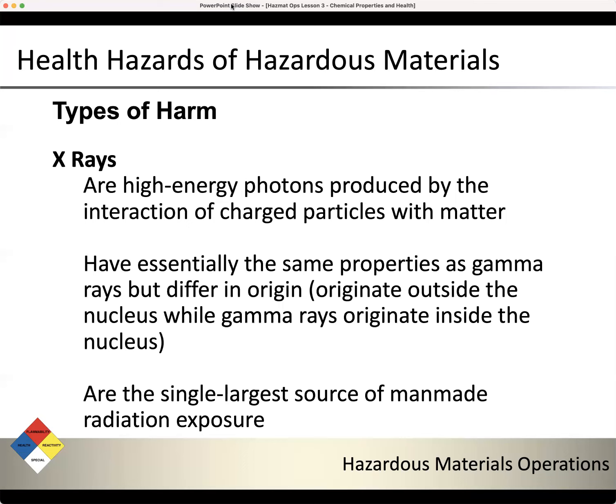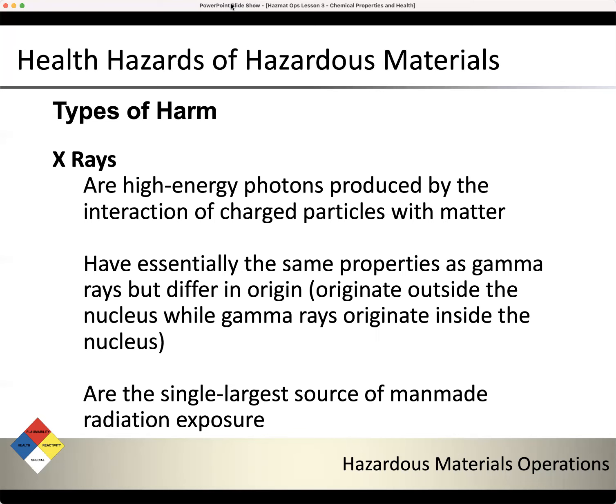X-rays are high energy photons, just like the gamma. They have essentially the same properties. They originate outside the nucleus, while gamma rays originate inside the nucleus. They are the single largest source of man-made radiation exposure because we get X-rays all the time. Remember, it's exposure. You're not contaminated.